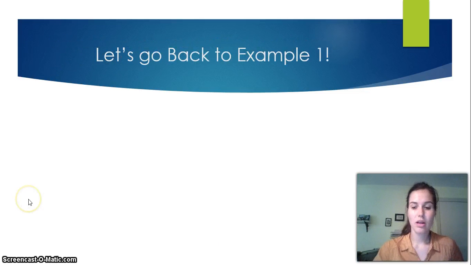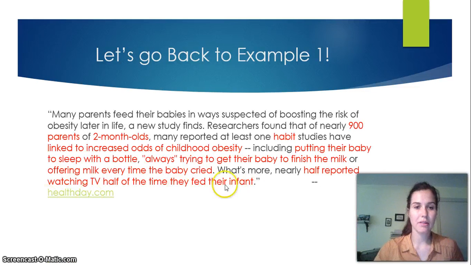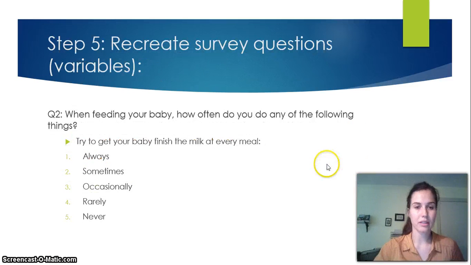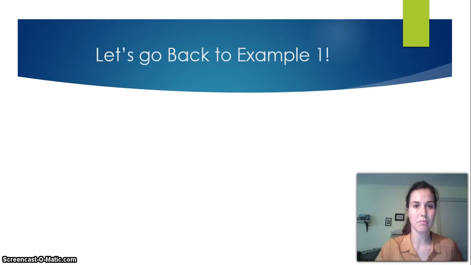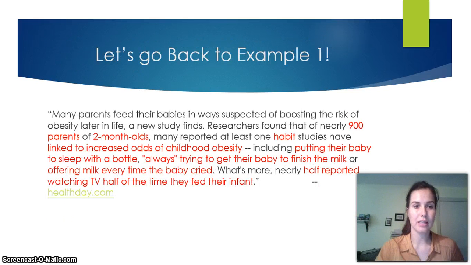Okay, so going back to the example, they also reported always trying to get the baby to finish the milk. Well, then one of the questions probably was, when feeding your baby, how often do you do any of the following? Try to get your baby to finish the milk. Always, sometimes, occasionally, rarely, never. And you just continue doing this with every result that is being reported. That's what you do.